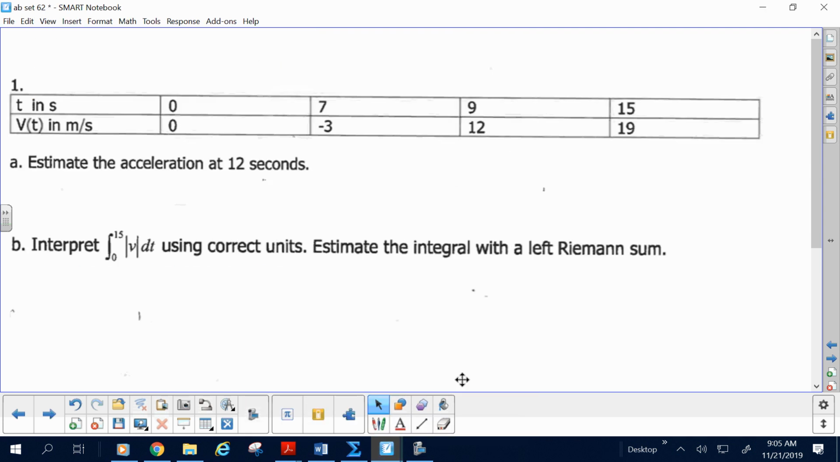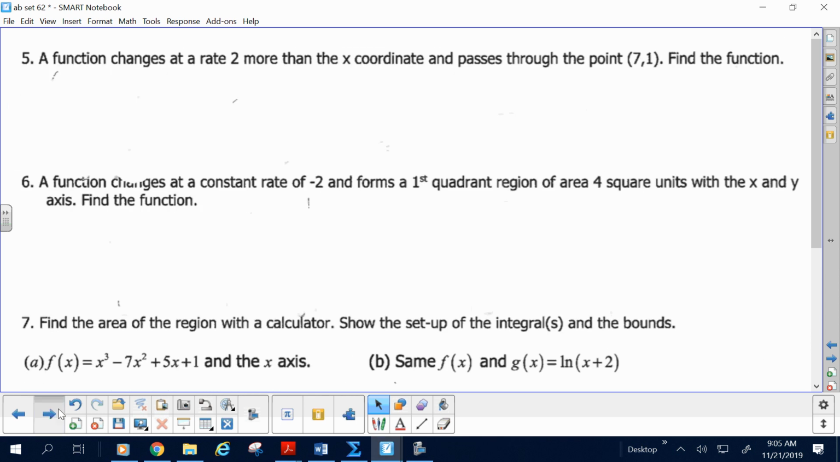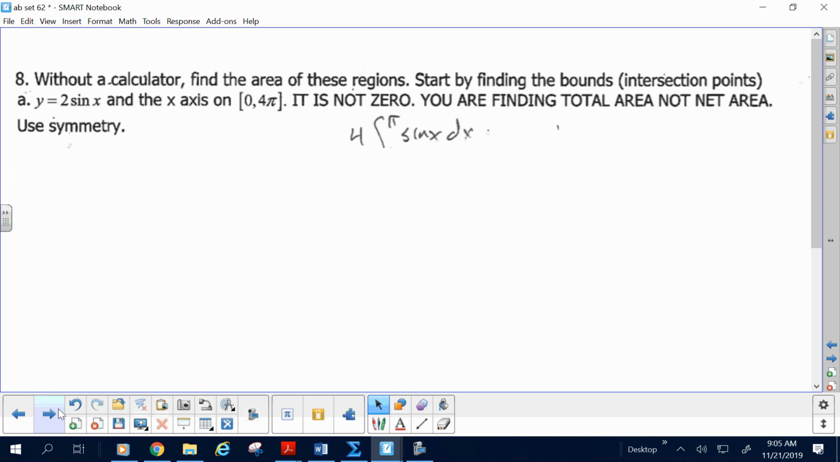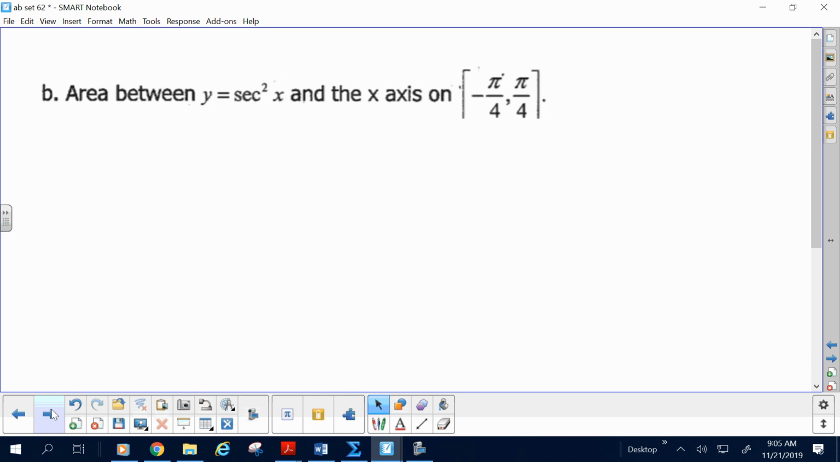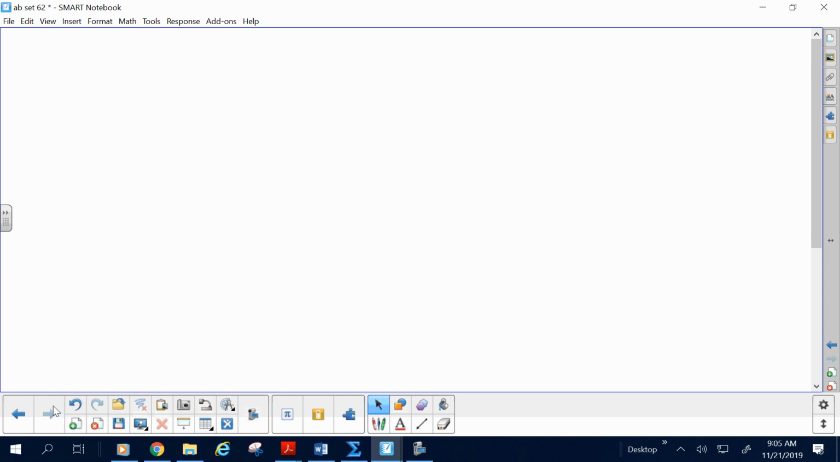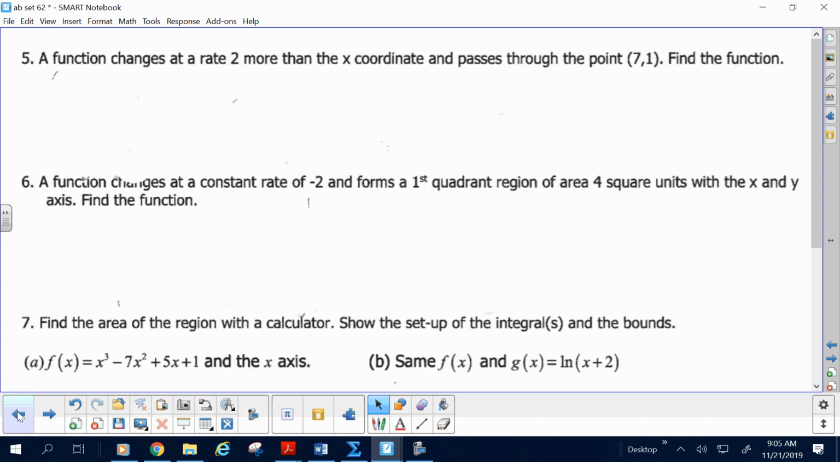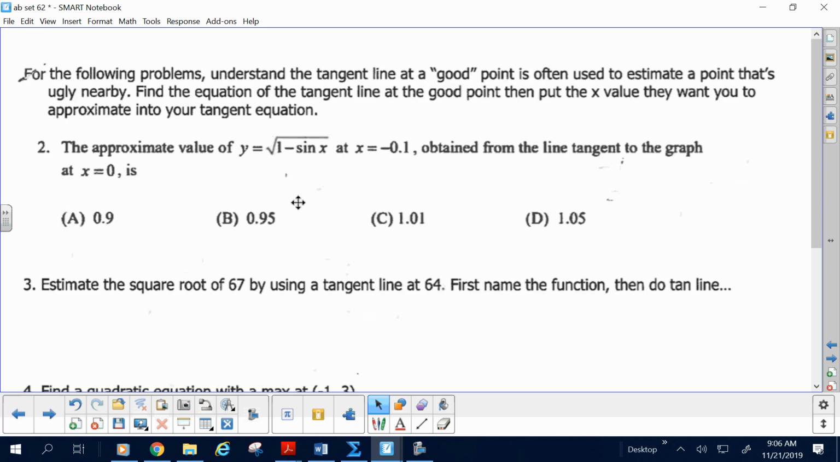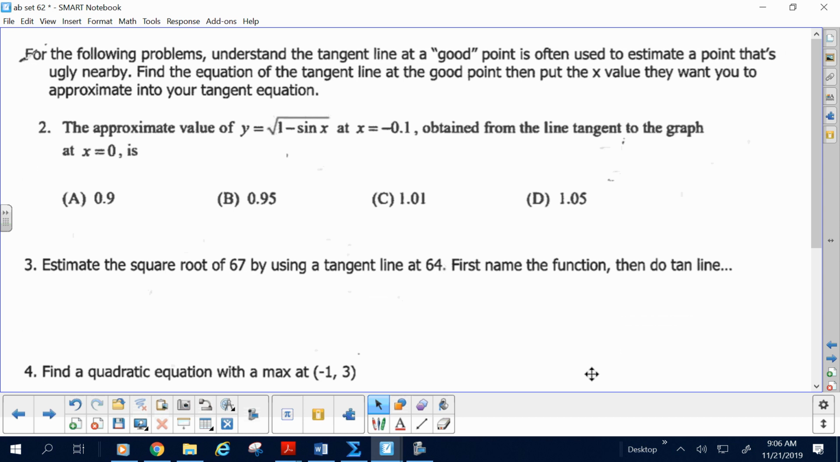Okay, where do we leave off, people? Page 3, number 8. This one? Approximate the value of y equals the square root of 1 minus sine of x. Oh, I think I have my slides in the wrong one. y equals the square root of x. Those tangent line problems? Yes. Like this? Yes. Okay, here we go.